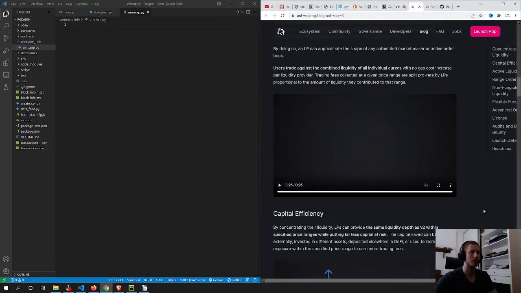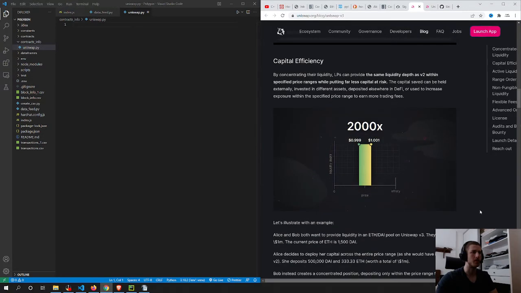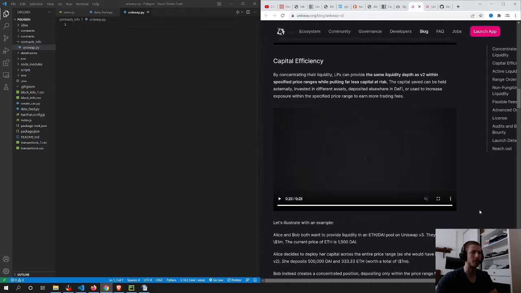No gas costs increase per liquidity provider. Trading fees collected at a given price range are split pro rata by LPs, proportional to the amount of liquidity they contributed to that range. Capital efficiency. By concentrating their liquidity, LPs can provide the same liquidity depth as V2 within specified price ranges while putting far less capital at risk. The capital saved can be held externally, invested in different assets, deposited elsewhere in DeFi, or used to increase exposure within the specified price range to earn more trading fees.